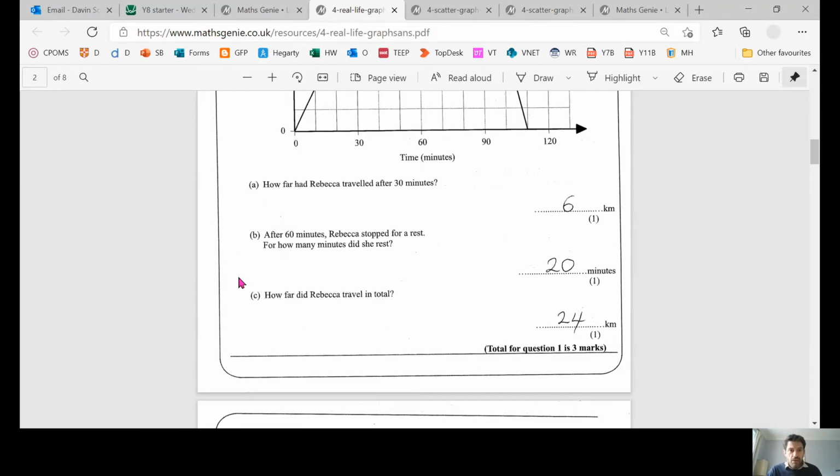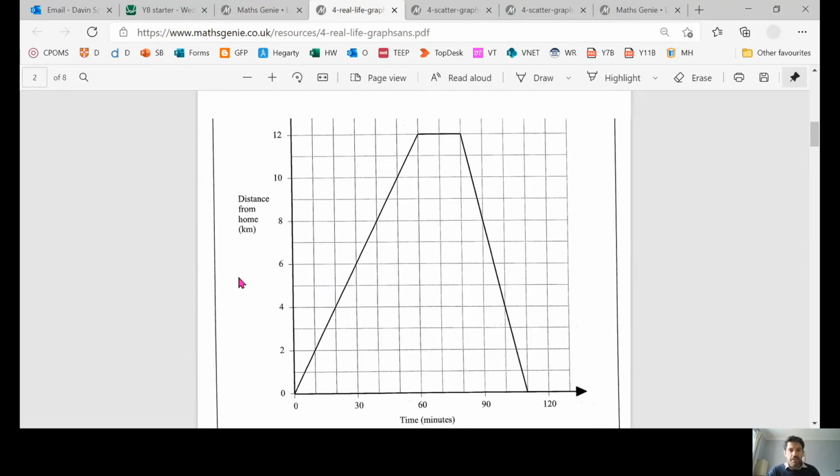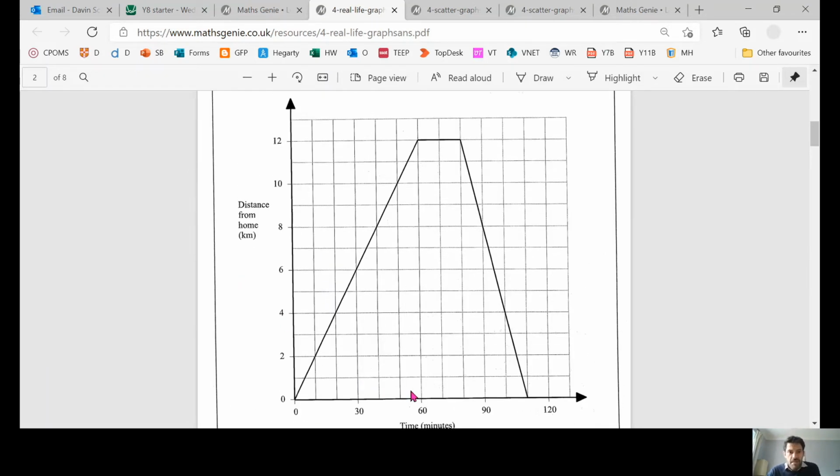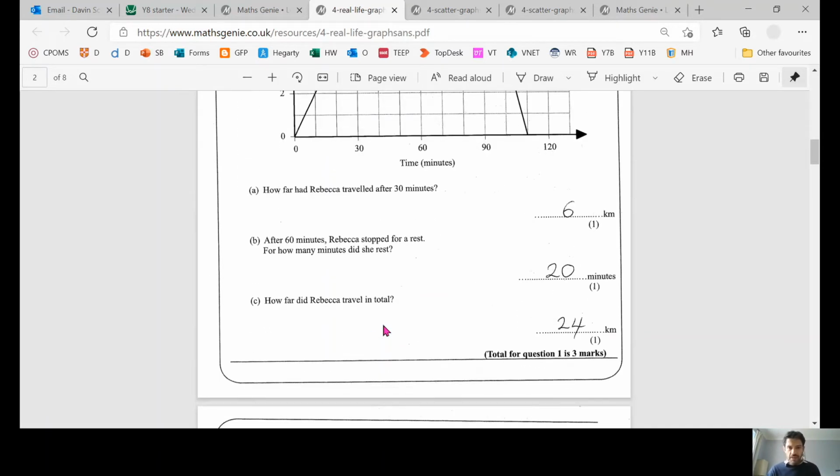So, question: how far had Rebecca travelled after 30 minutes? After 30 minutes means that we're starting at 0 and it's after 30 minutes. So what we can do is read up, find out where the graph is, and then read across. That's 6 kilometers. So she's travelled 6 kilometers after 30 minutes.